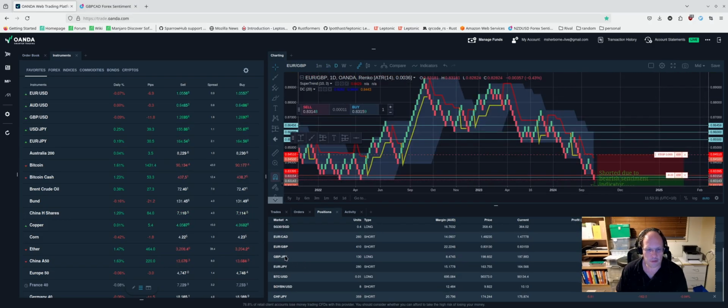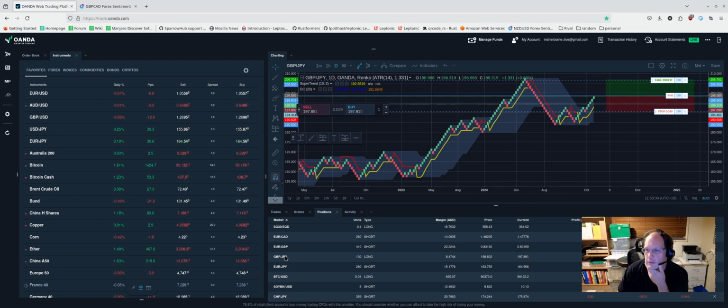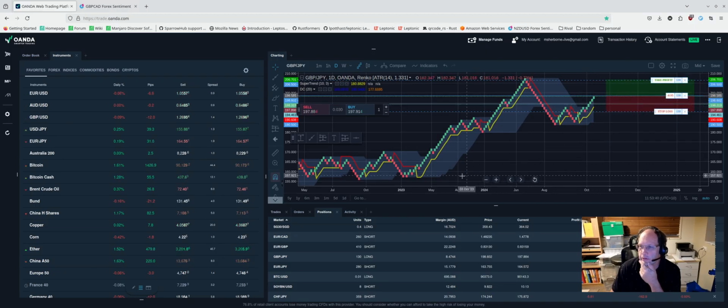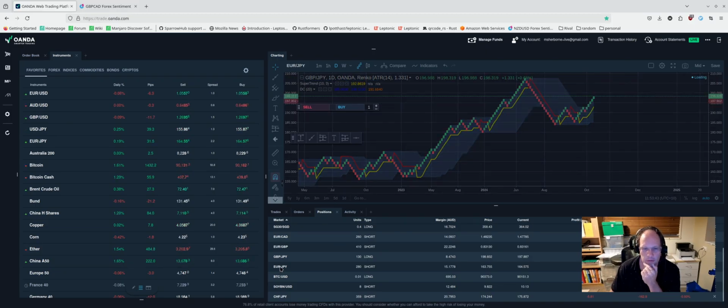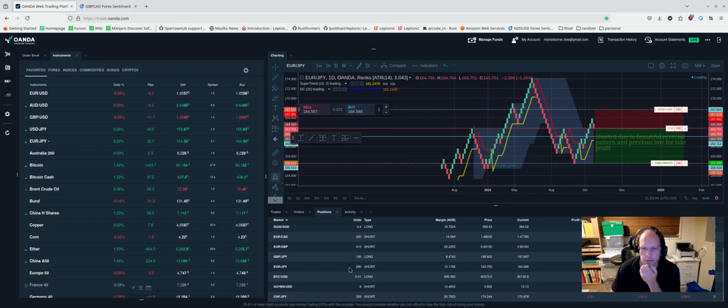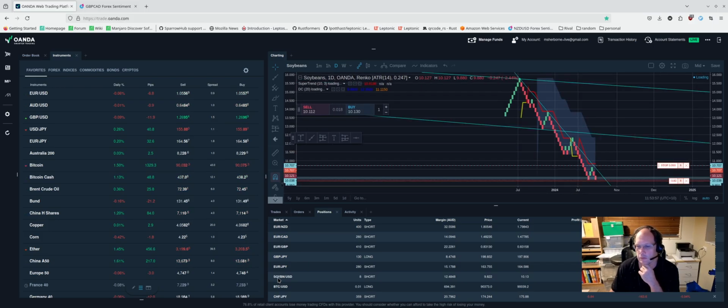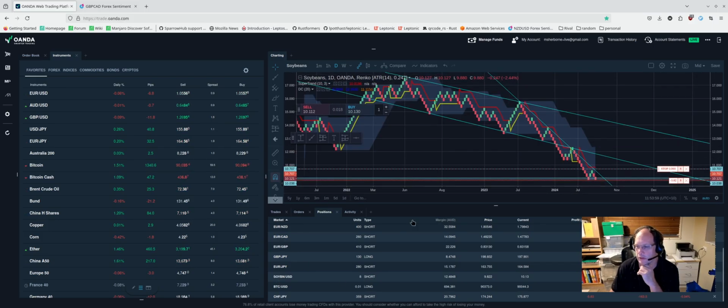Euro pound and pound Japan. We are long, and we're happy to be long because we think it's going to go up. Euro Japan, we are short, and we think it's going to be a channel reversal. I think that's happy because there's a trend there, but it's broken down out of it, so it's not in that trend anymore. Soybeans, we are short, and this thing just keeps on going down, so we're pretty happy with that.